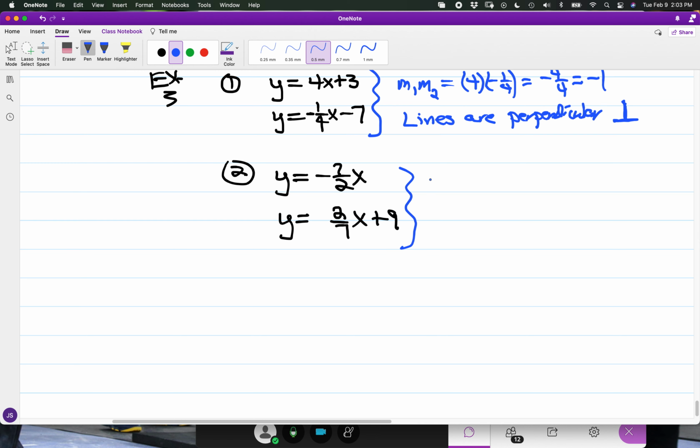Okay, so I'm taking the product of the first and the second slopes. The first line would have a slope of -7/2. The second line would have a slope of 2/7. And you can cross multiply: -7 times 2 is -14, and 2 times 7 is 14. Again, the product of the slopes will go to -1. And so this pair of lines will also be perpendicular.